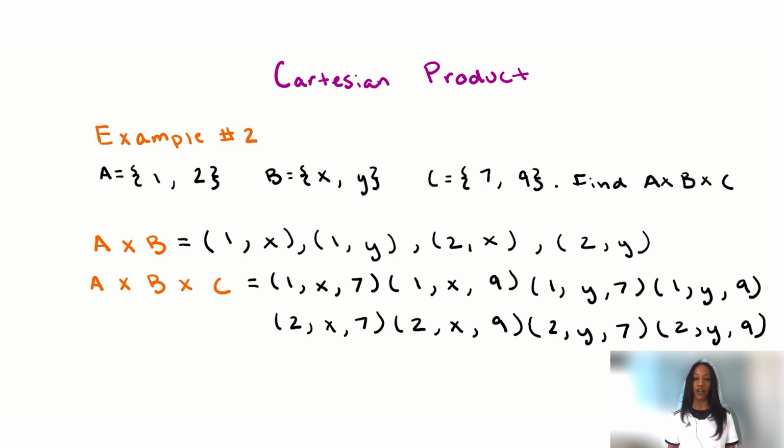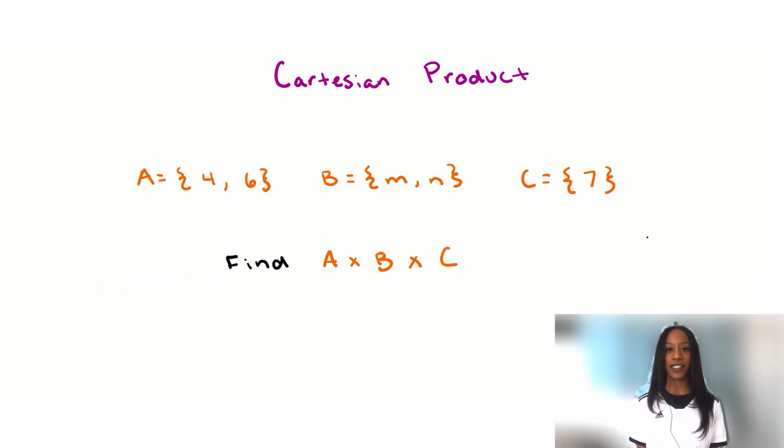Pretty simple. So of course, I'll leave you off with an example to do on your own. You guys got set A with elements 4 and 6, set B with elements M and N, and set C with the element 7. So find the Cartesian product of these 3 sets. When you get the answer, drop it down in the comments below. I'll also leave the answer in the description box so you can take a look there, but don't peek before you actually solve it.